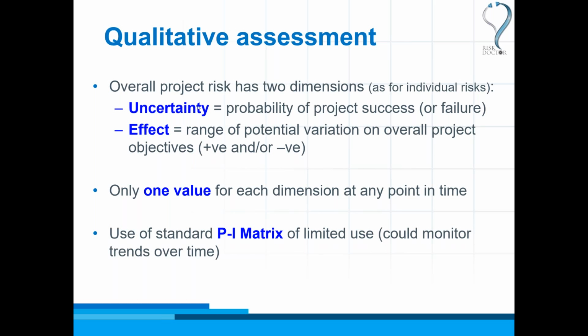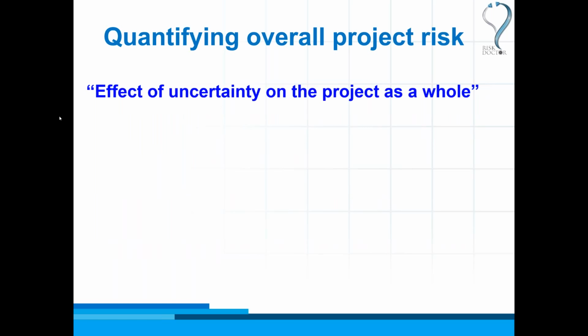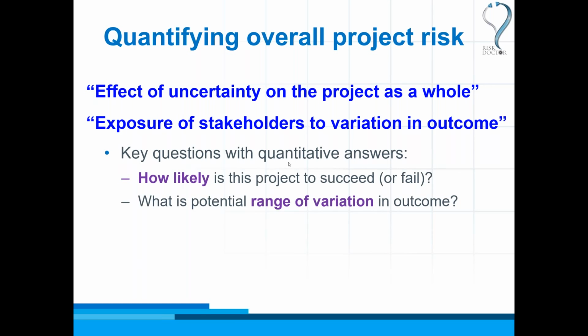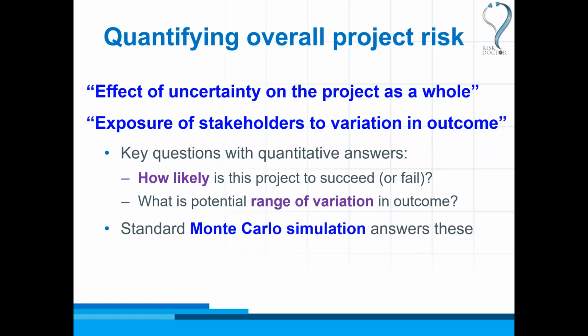But we can use these two ideas, the probability of project success and the range of potential variation, in a quantitative sense. Because both of those things, the effect of uncertainty on the project as a whole and the exposure of stakeholders to variation in outcome, have quantitative answers. If we ask the question, how likely is the project to succeed or fail? The answer is a number. It's 20% likely to succeed, or it's 75% likely to succeed. We are quantifying the overall project risk probability dimension. And what is the potential range of variation in outcome? This is also a quantitative answer. There are numbers. It could be minus 5 plus 5, or it could be minus 20 and plus 100. So these are numbers. And because they are numbers, we can use standard Monte Carlo simulation or quantitative risk analysis to answer these two key questions.